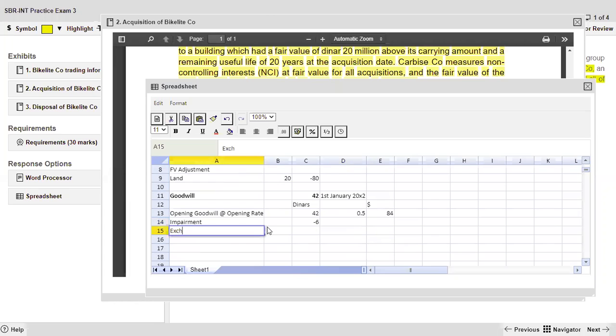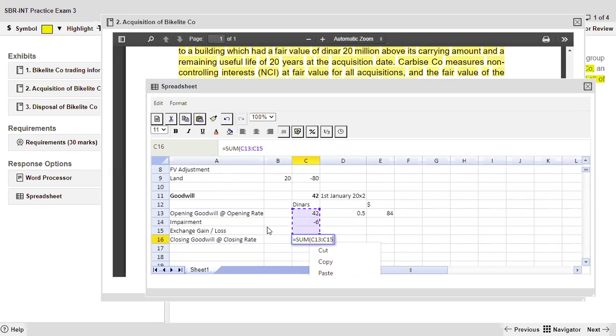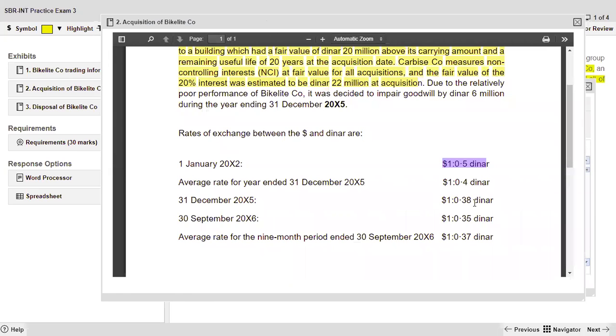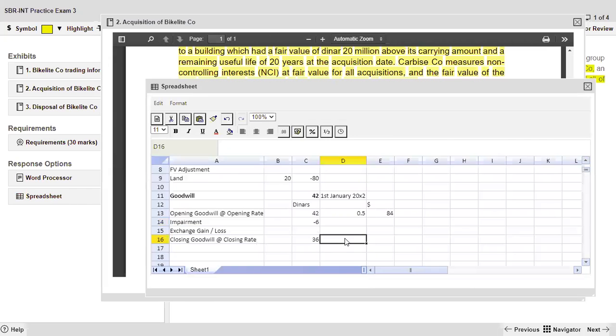The exchange gain slash loss, closing goodwill at closing rate. So the closing goodwill is 36. The closing rate is 0.38.